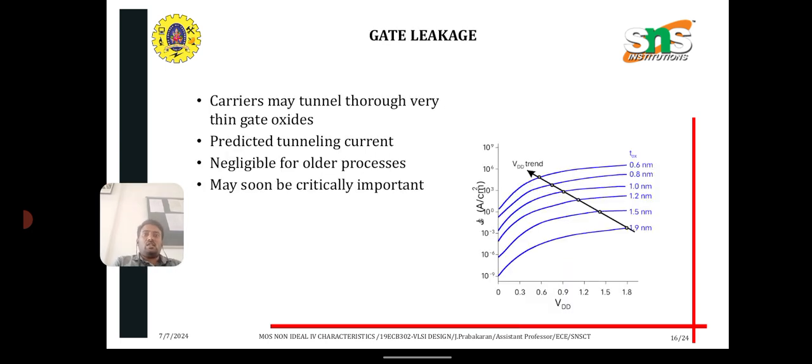And another one is gate leakage. It occurs due to the high electric field near the drain region when a high drain voltage is applied, leading to band-to-band tunneling and carrier generation. This leakage is prominent at high drain voltages and low gate voltages and shows up as a leakage current in the off state.